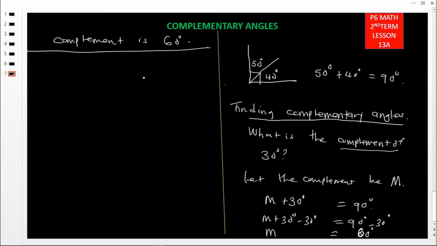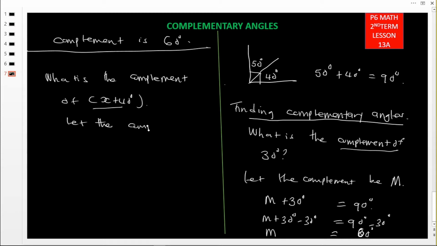Then we have this one: what is the complement of x plus 40 degrees? This is very simple. It is the same as having something like 30. Still we say let the complement, because we don't know it, be y. Now we shall get y plus our angle, which is x plus 40 degrees, put in a bracket, giving us 90 degrees.